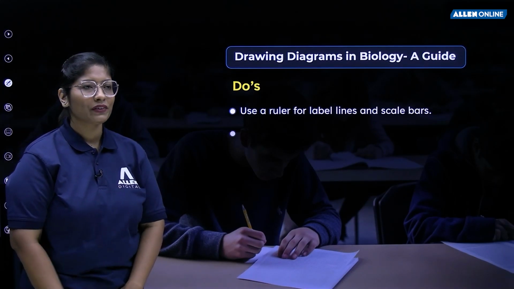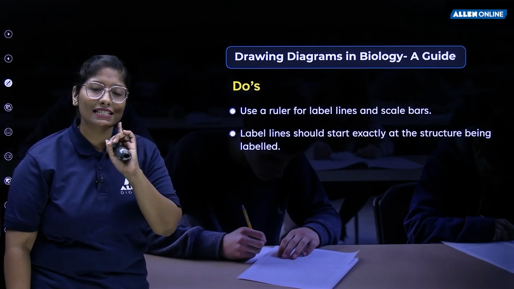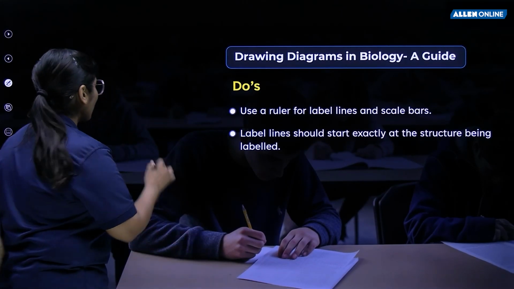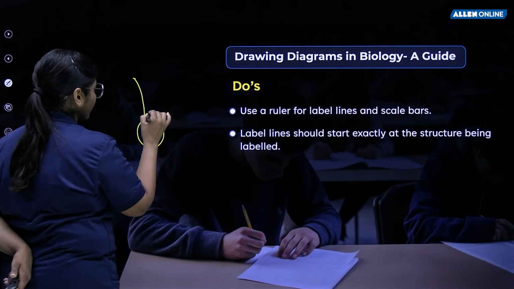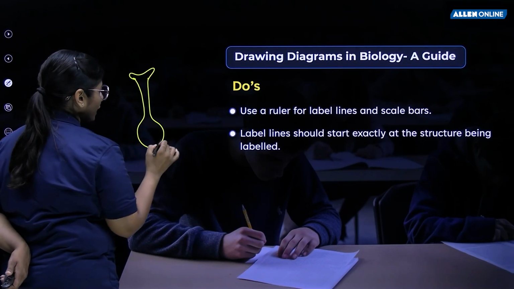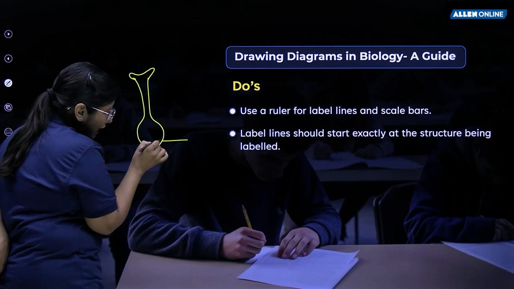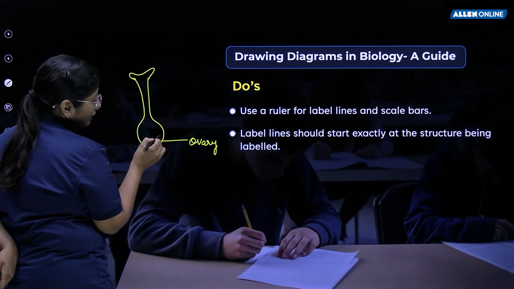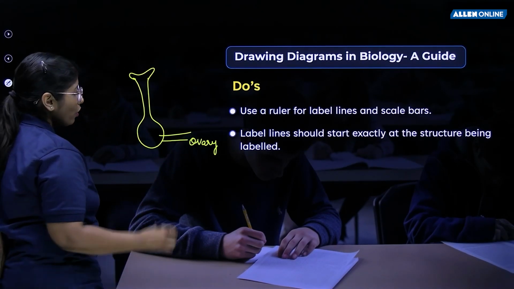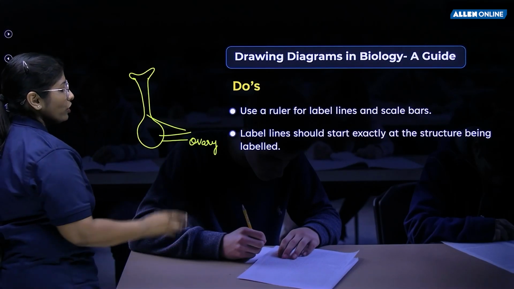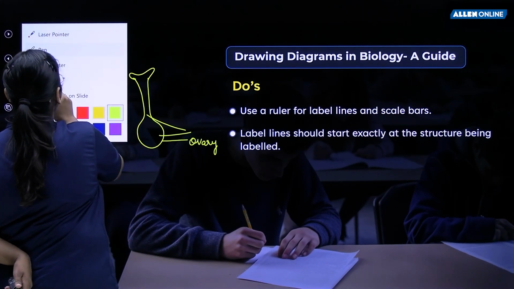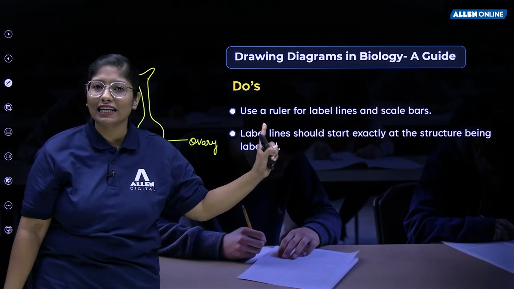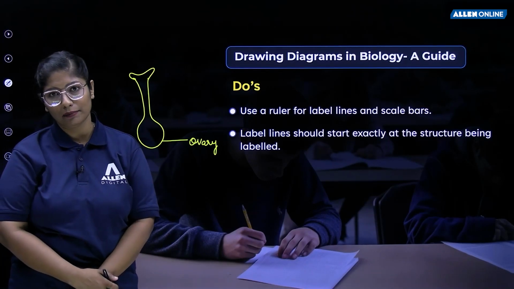Okay, next is label line should start exactly at that structure which you are trying to label, right? So suppose if I'm trying to label the ovary, so my line should start here, right, at the ovary. It should not be the case that I'm drawing it here and then I'm labeling this ovary, or I'm drawing here and I'm labeling it ovary. No, it should start exactly at the point where we have to do the labeling. Okay, so label line should start exactly at that structure which you are labeling.